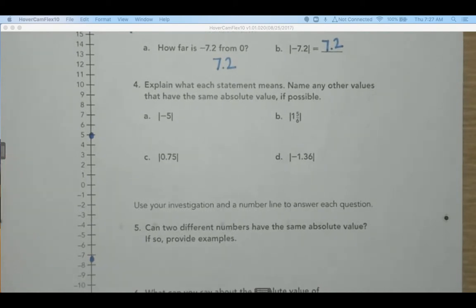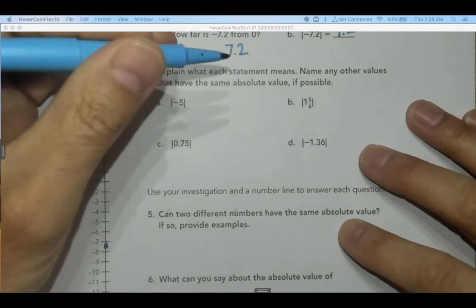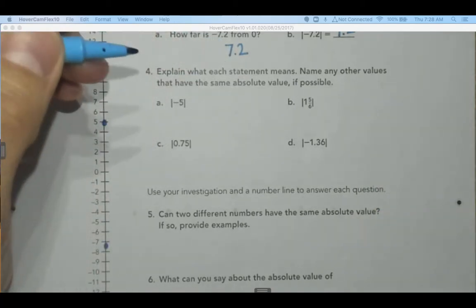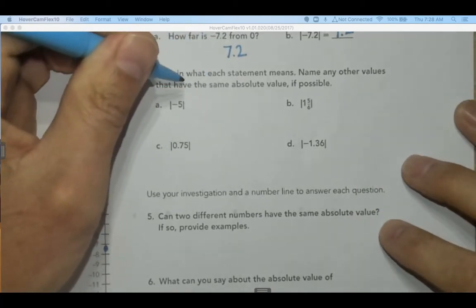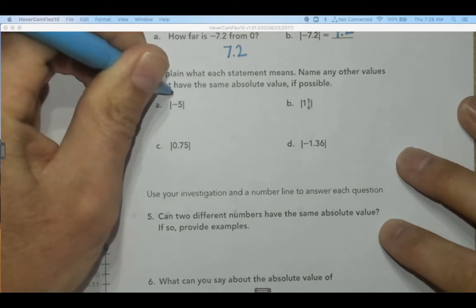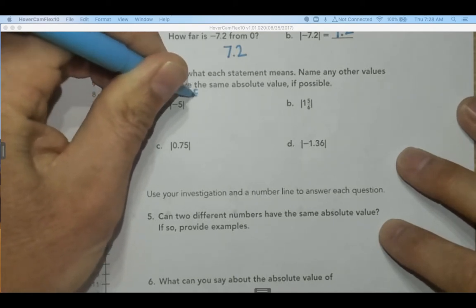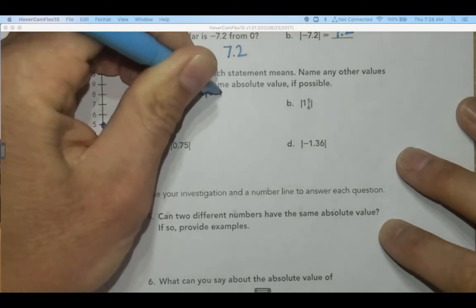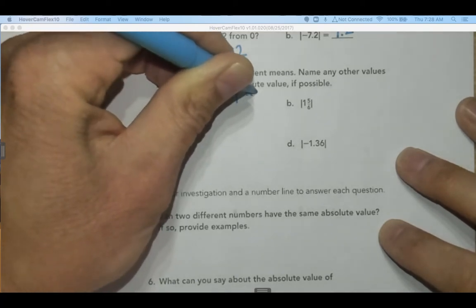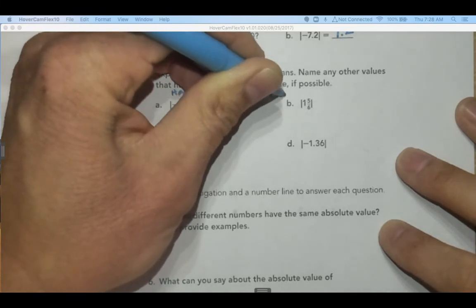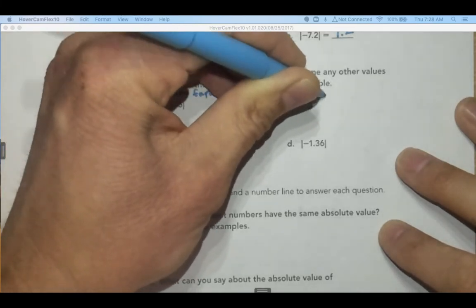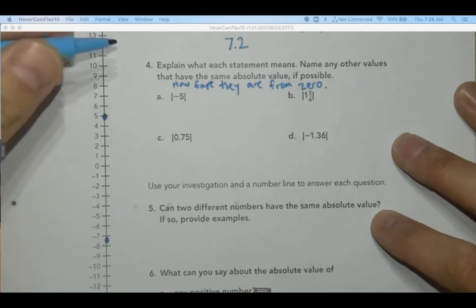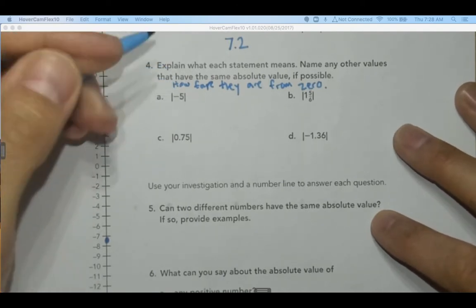4, explain what each statement means. Name any other values that have the same absolute value if possible. Okay, so let's see here. Explain what each statement means. How far they are from 0. Okay, so name any other values that have the same absolute value.